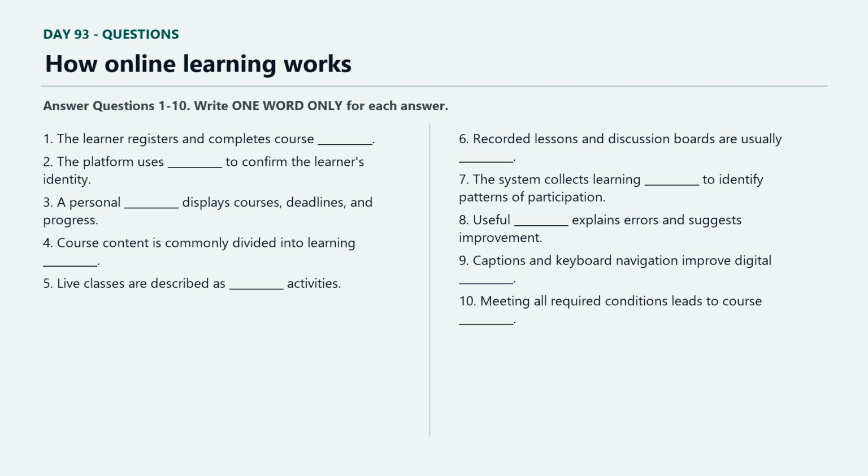To conclude, online learning works through an interconnected sequence rather than one isolated tool. Access and identity lead to organized activities, interaction, assessment, data interpretation, feedback, and support. The system succeeds only when technology, teaching design, accessibility, and academic policy operate together.